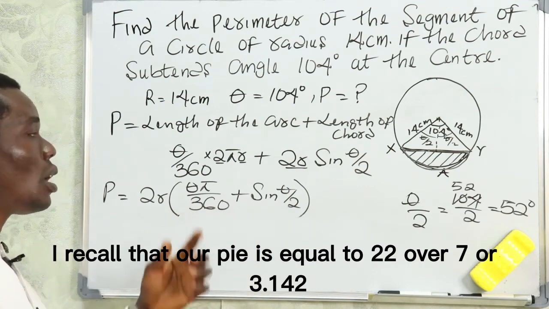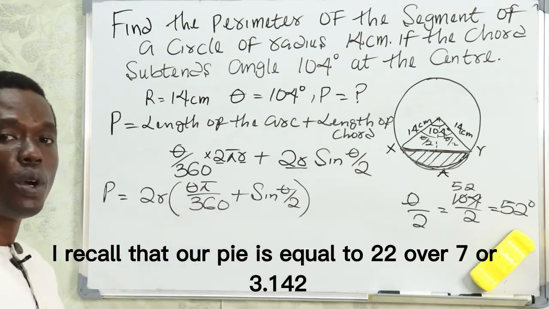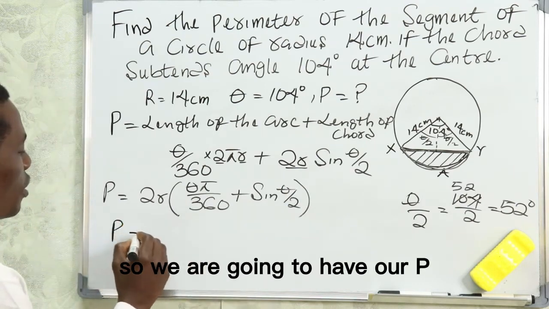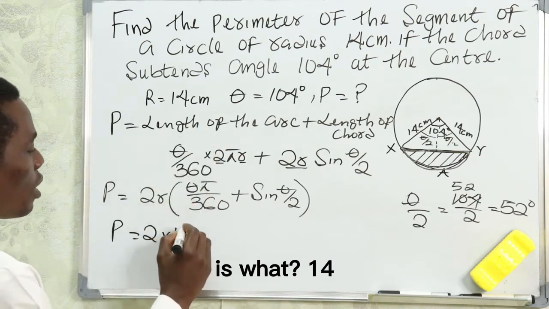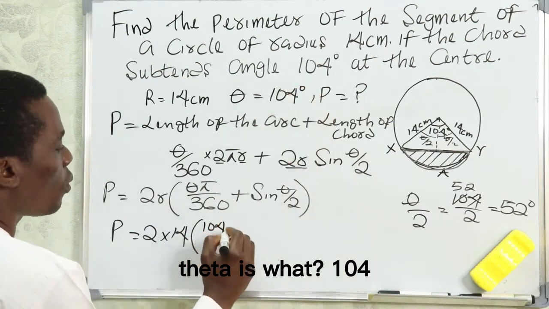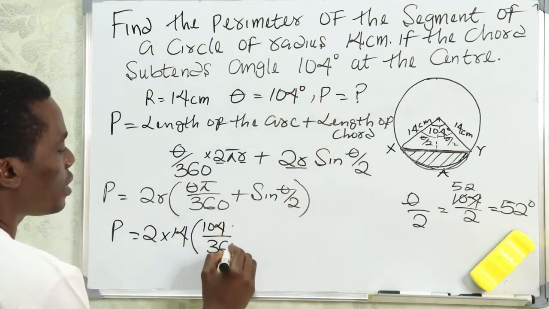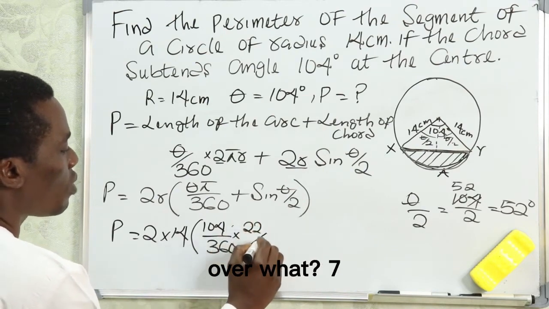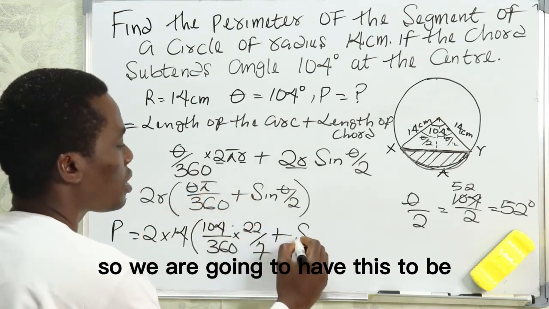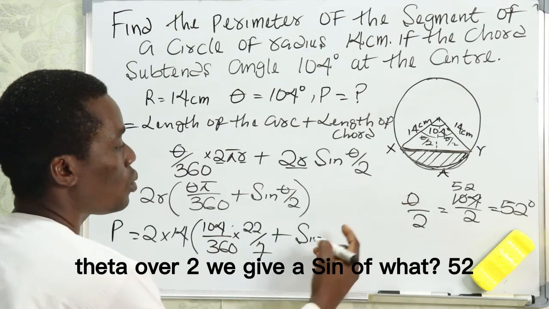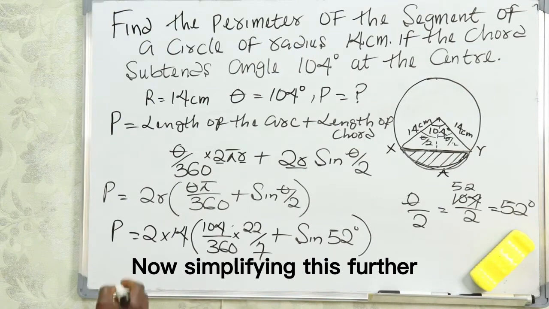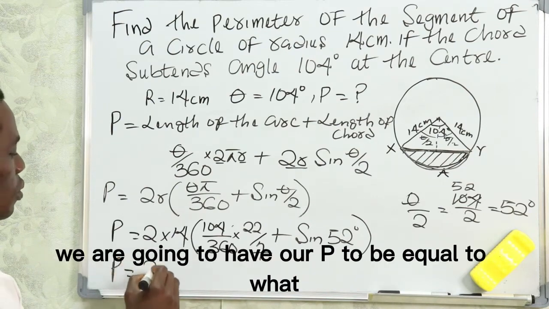And recall that our pi is equal to 22 over 7 or 3.142. That's the constant value. So we are going to have our P equal to 2 times r, which is 14, into bracket theta, which is 104 over 360 multiplied by 22 over 7, that's the value for pi, plus sine of theta over 2, which will give us sine of 52 degrees.